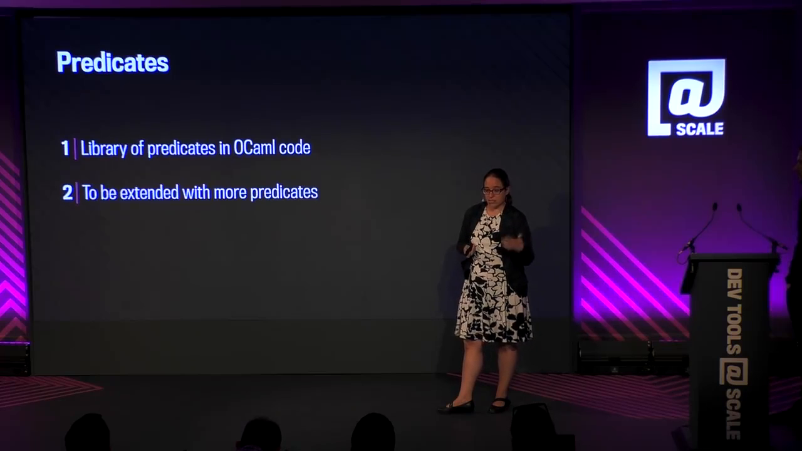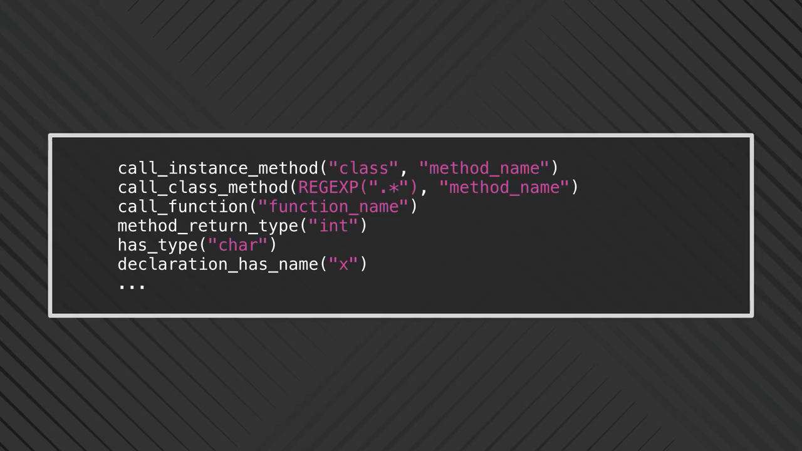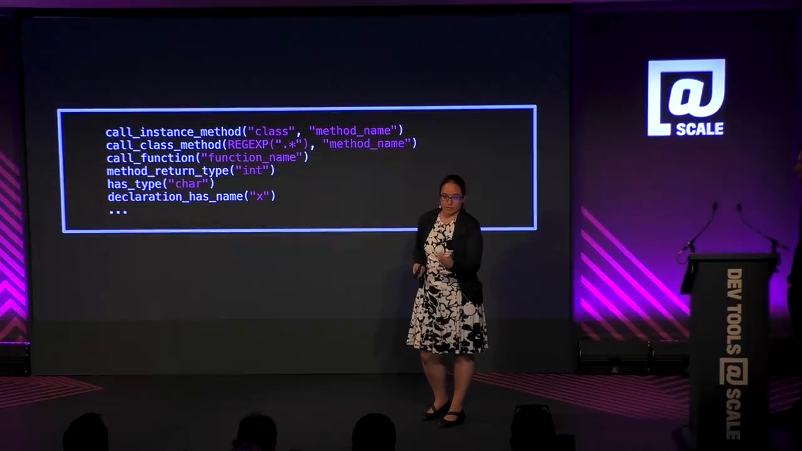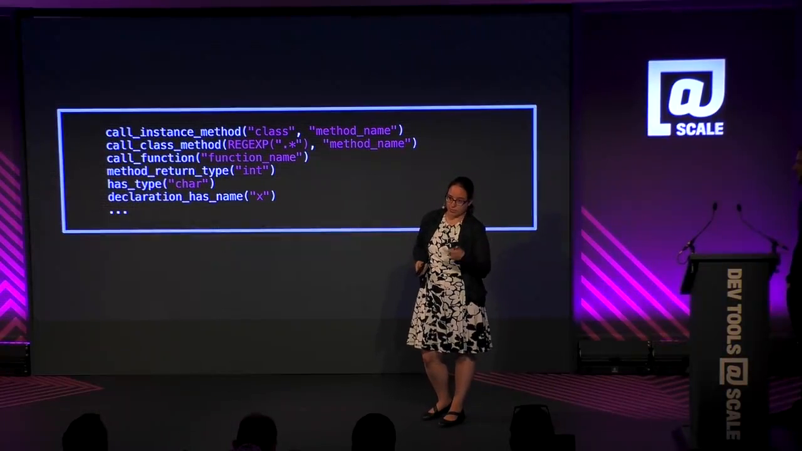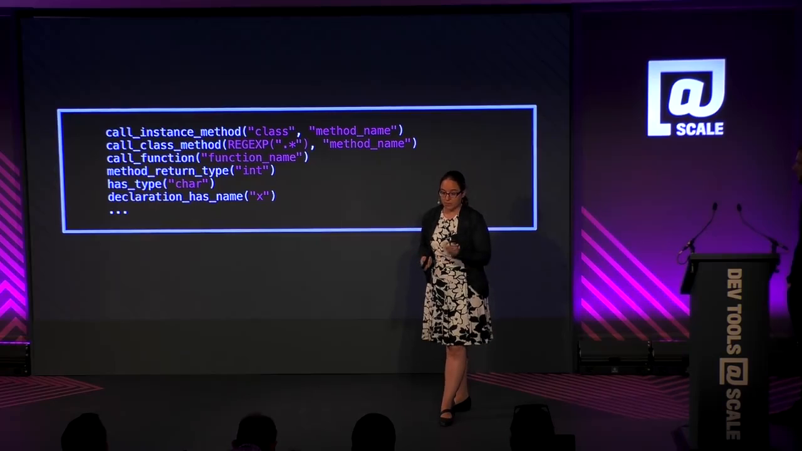It still needs to be extended with many more predicates, but this is something that needs to be written on the OCaml side. Here are some examples of predicates we have, like call instance method with the name of the class and the name of the method, or call class method, which is the same. For each of these strings, it can be a constant string or a regular expression. We also have support for types, something like has type for any expression or declaration, or declaration has name for any name of any declaration, and so on.